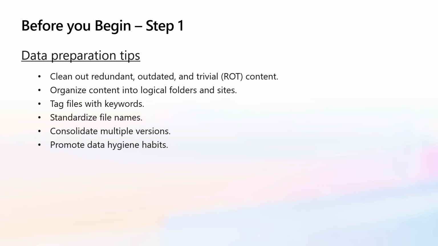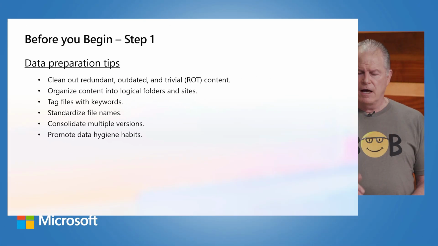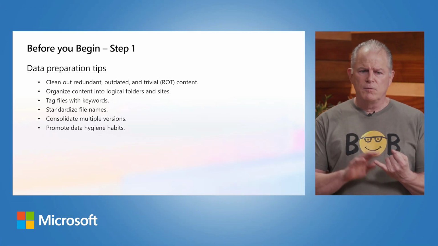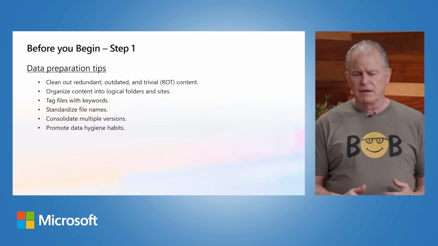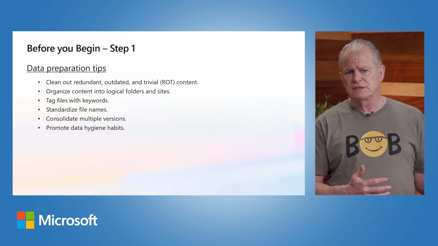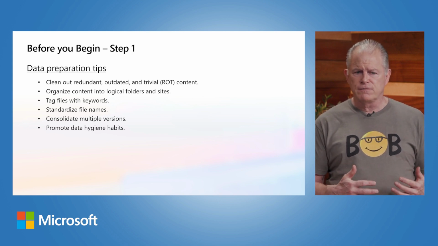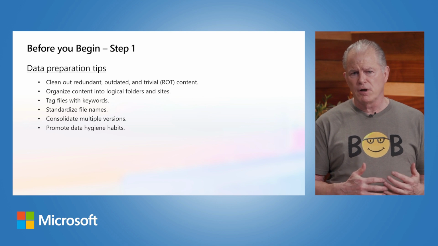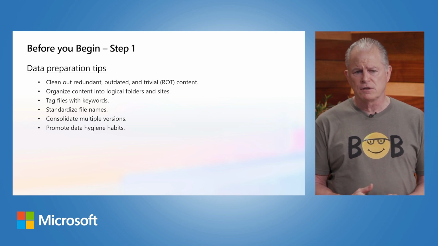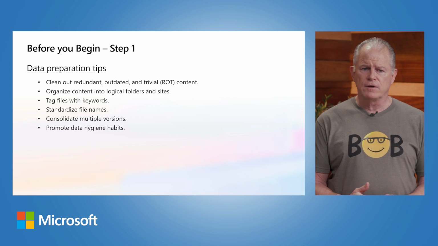Before we get into the topics of how Copilot for Microsoft 365 uses data security, we want to have a couple of the data preparation tips in mind. I've listed a couple of them here for you. You want to clean out any redundant or old data. Make sure that old files are not sitting around. You want to organize your files and folders in a way that people are not going to gain access to information that they shouldn't. You want to tag files for keywords.